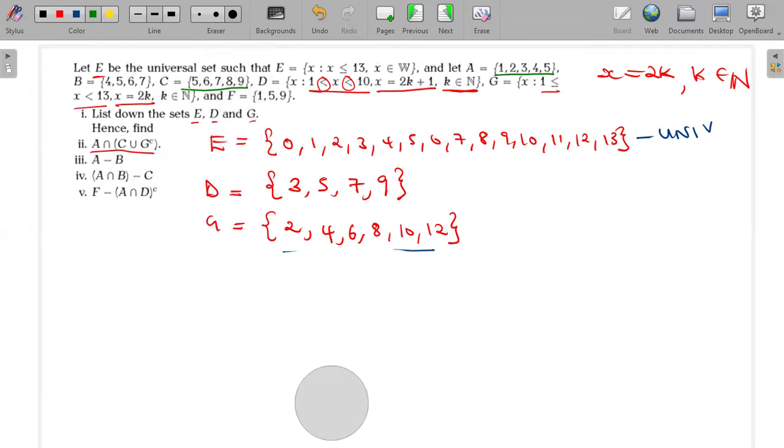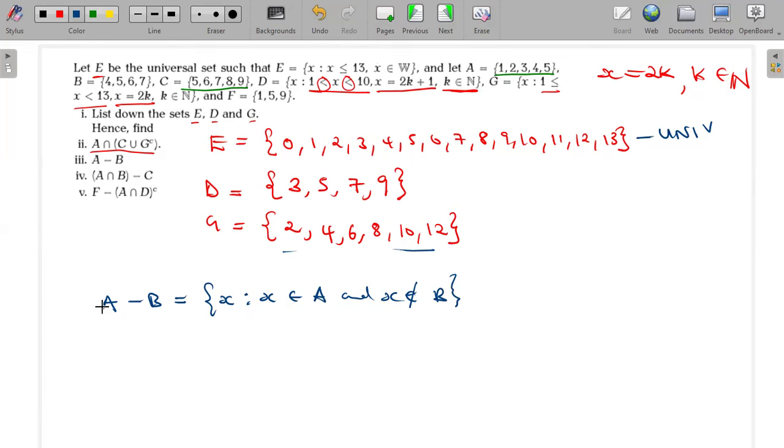On the next one, they are telling us we need to find A set difference with B. By definition, it means the set of x such that x is a member of the set A and x is not a member of the set B. So x is in A, but x is not in B. That is what this represents. We call it the set difference.